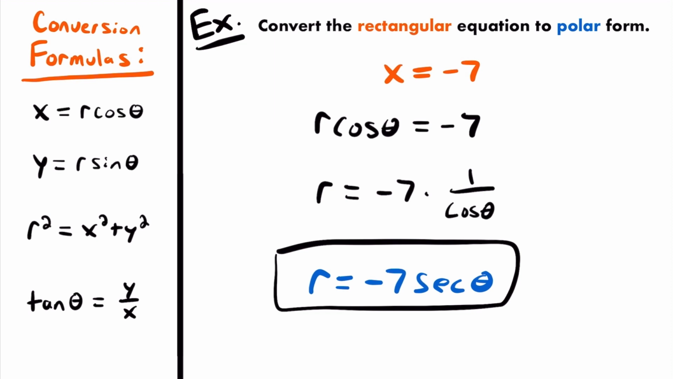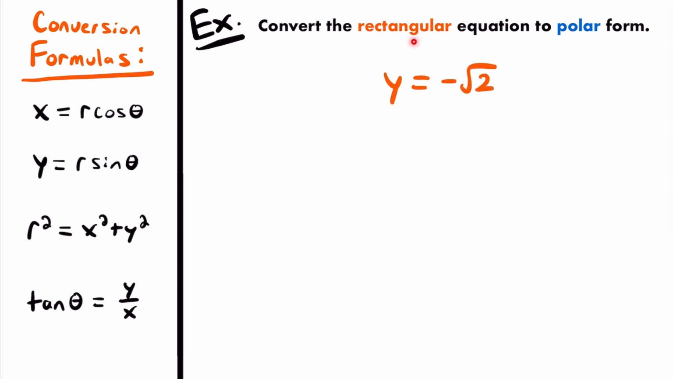Okay, so basically what we did here is the reverse of what we did in one of our previous examples. You'll remember when we were converting from polar to rectangular, that when we had r is equal to some constant times secant, we divided both sides by secant to introduce cosine, so that we would have r times cosine theta, which we could replace with x. All right, let's take a look at another example.